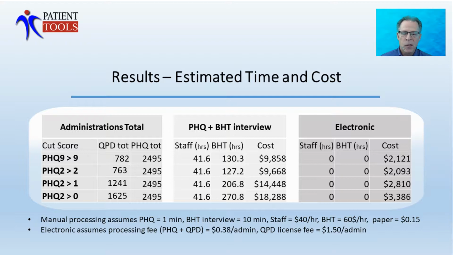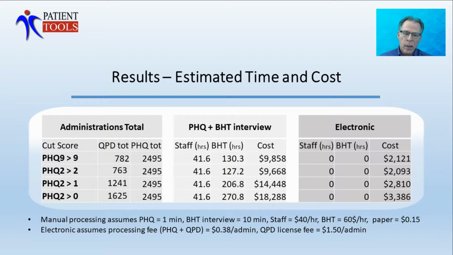So if you put those assumptions in there, what you see is, with your PHQ-9 score of greater than 9, you're doing like 130 hours of behavioral health therapist time just to follow up on information. And when you run those numbers out, your cost comes in just a little bit under 10 grand. And it's a very similar thing if you're using the PHQ-2 with a cut score greater than 2. Once again, you're coming in just a little bit under 10 grand.